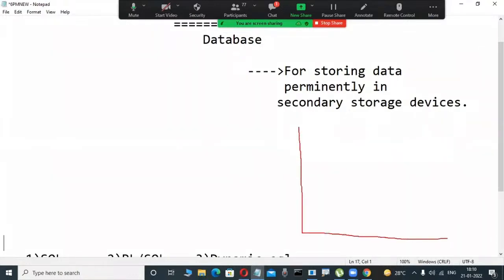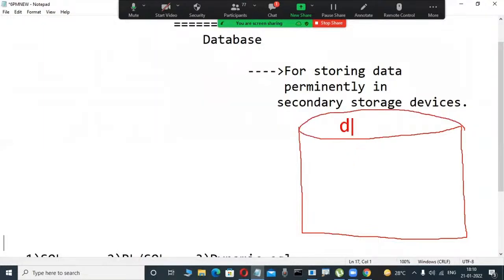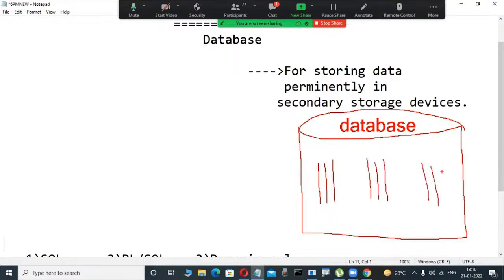These relational databases do not store a random collection of data. They only store a structured collection of data. Yesterday I told you, suppose this is an Oracle database. Database means some place, and here we store a structured collection of data in an organized fashion.